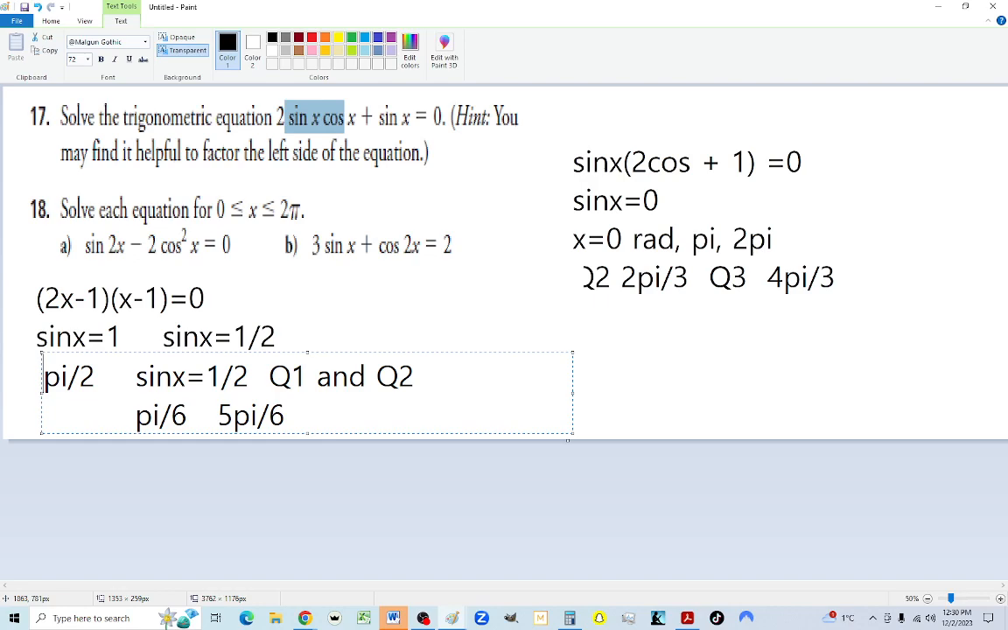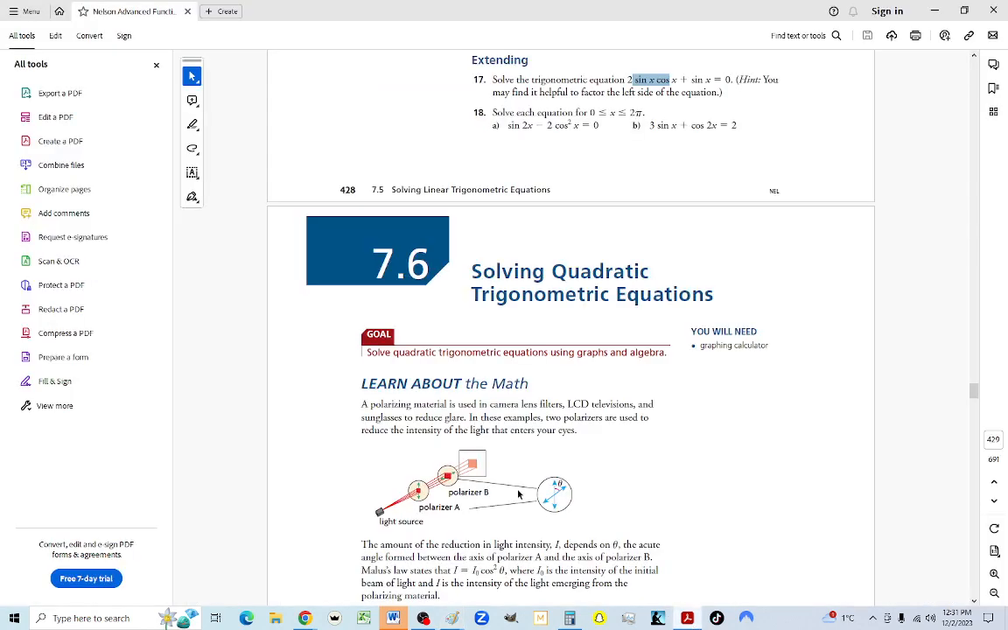So those are the 3 possible answers, and you can always go back and plug them into the original equation to see if that's right. But that's how you do that. This is a very important one to learn, the quadratic. And then the last chapter, solving quadratic trig equations, which is what 18 hinted at.